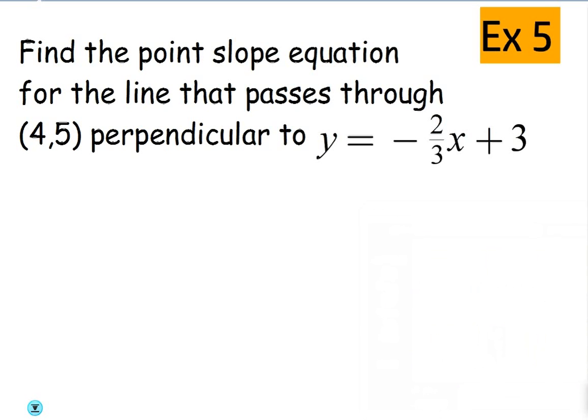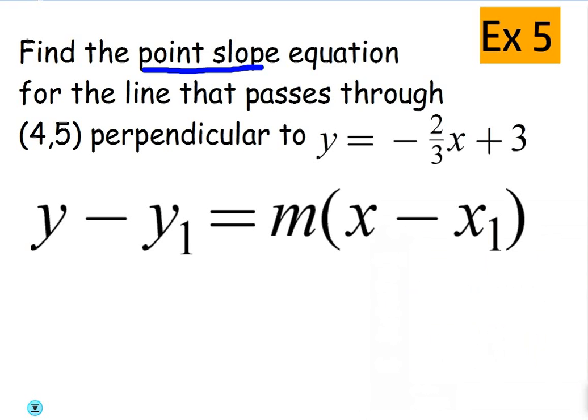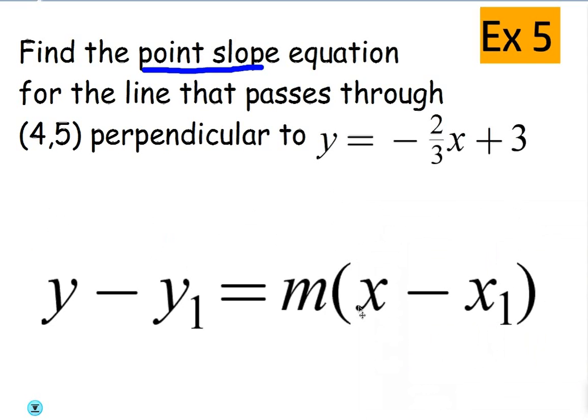All right, so point slope. Who remembers the form for point slope? Y. Okay, so all we have to do really is find the slope.